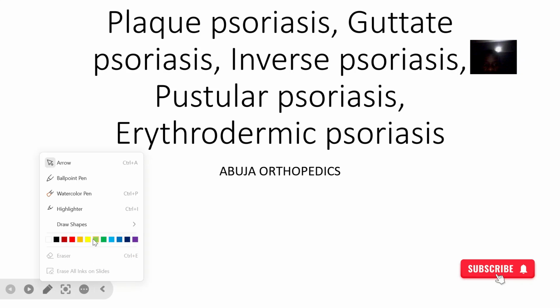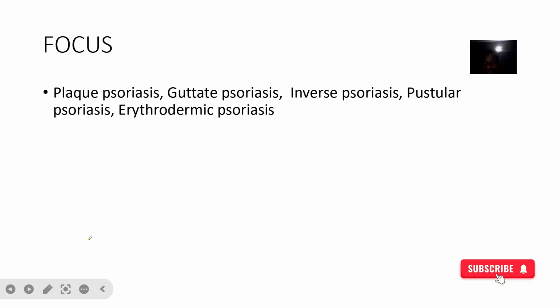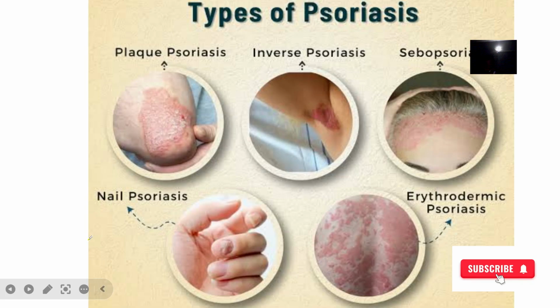Now I'm about to talk about the different types of psoriasis that we have. There are different types of psoriasis that will occur. So we'll talk about plaque psoriasis, guttate psoriasis, inverse psoriasis, pustular psoriasis, and erythrodermic psoriasis. Okay. So the most important thing is what? The pictures.